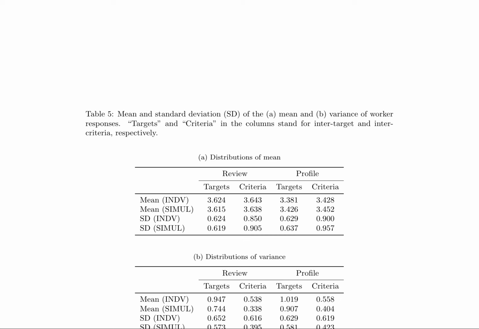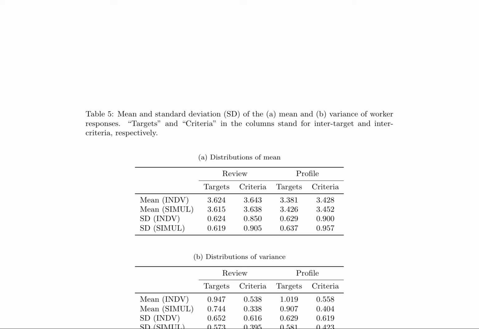This section of the research paper presents a comparative analysis between 2 datasets, INDV and simul, derived from a multi-criteria assessment of text writing tasks. The authors applied statistical tests to identify potential halo errors in the ratings provided by workers. Table 5 shows the mean and standard deviation of worker responses for both datasets across inter-target and inter-criteria conditions.